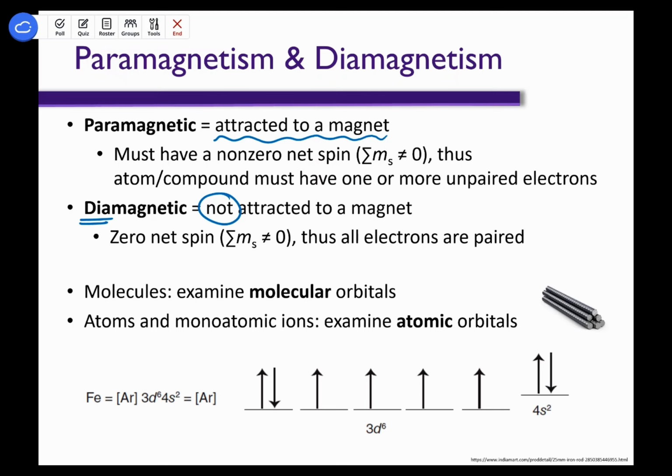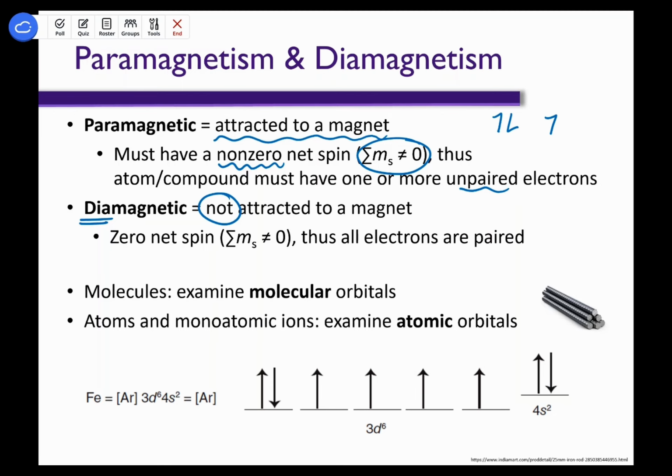So a paramagnetic species has a non-zero net spin. That means we have at least 1 unpaired electron. If we added the plus half and the minus half and the plus half, the sum of all those spins is not 0. So we have an unequal amount. We have 1 or more unpaired electrons. That's in contrast to diamagnetic species that are not attracted to a magnet.